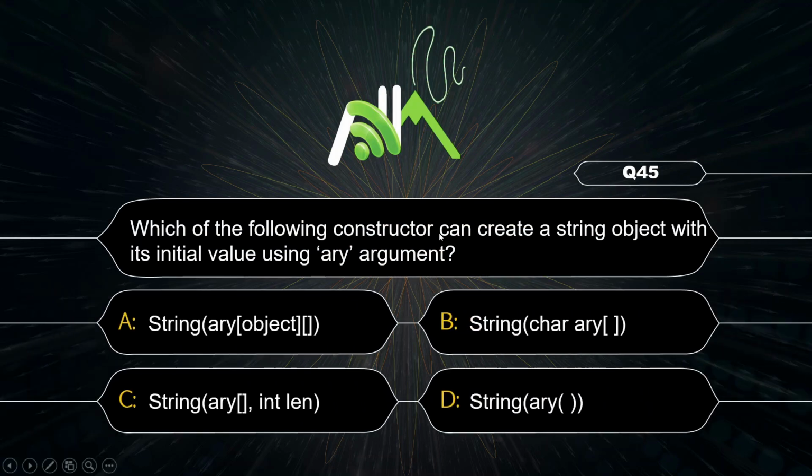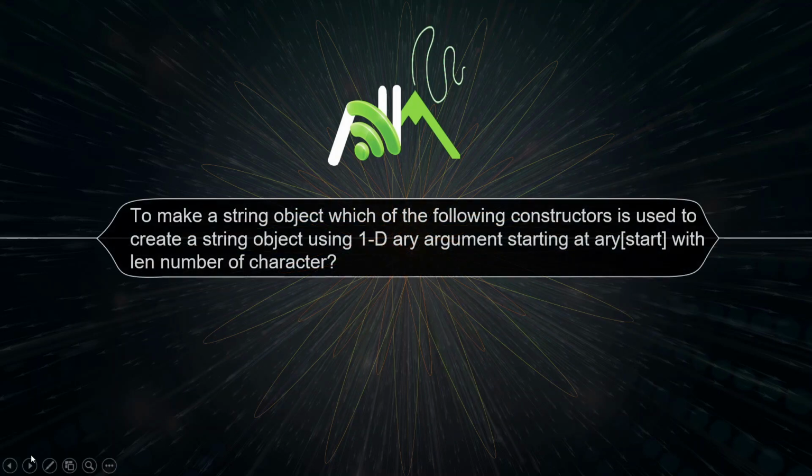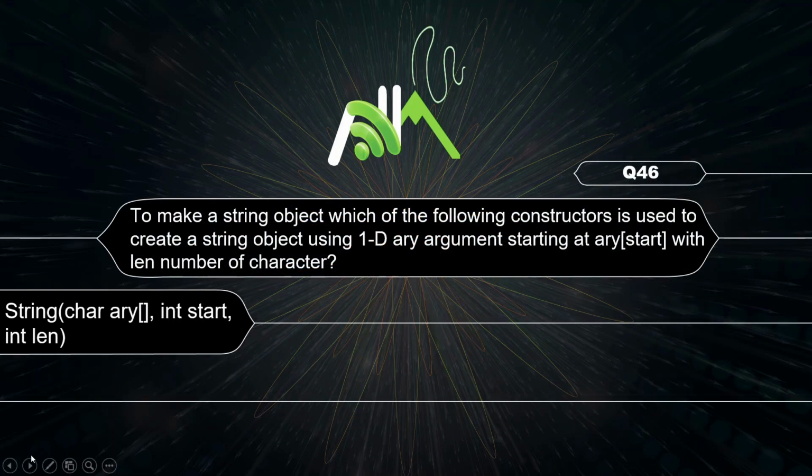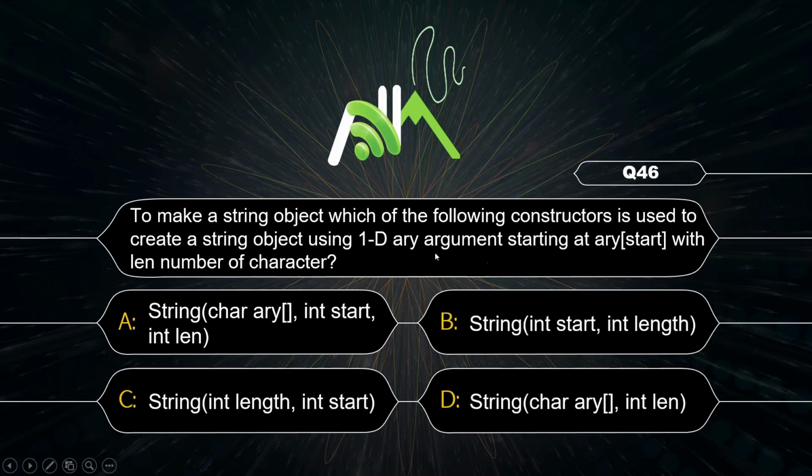Here we have to see the constructor that can create a string object with an initial value using an array argument. Here we have a character array argument, so option B is correct. Here we need to go with a 1D array argument, with a starting index and a length. The correct option is A. So here we have the array, an integer start and an integer length.